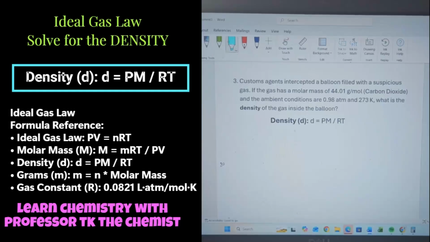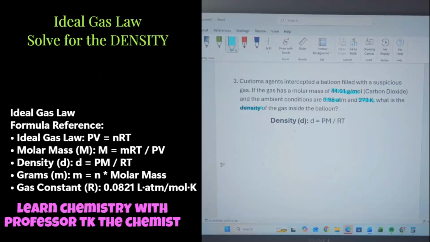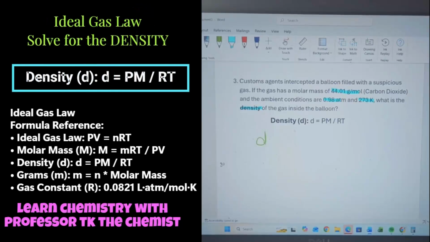So they're giving you several different numbers, right? They're giving you the molar mass. They're giving you the pressure, the temperature. They just want to know what's the density. This is the formula that you all are going to use. Density in this case is equal to the pressure times the molar mass divided by the gas constant times the temperature. All right, so right here, you've got 0.98 atm times the molar mass.